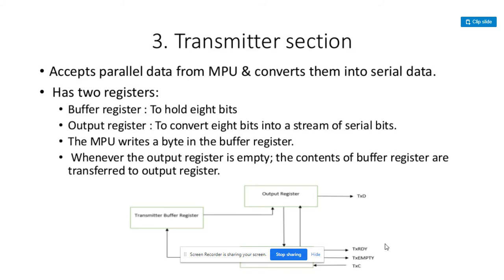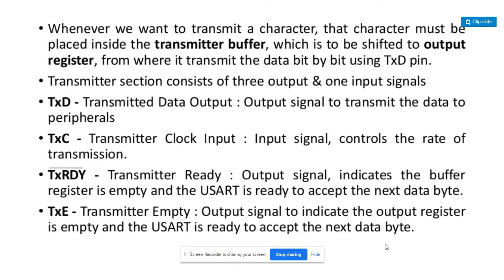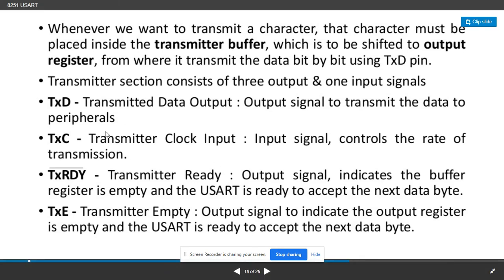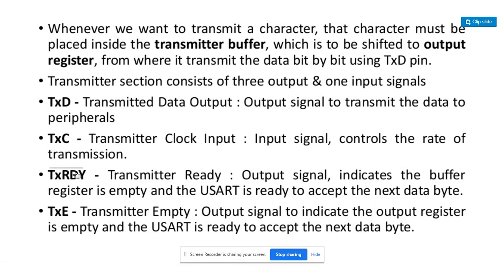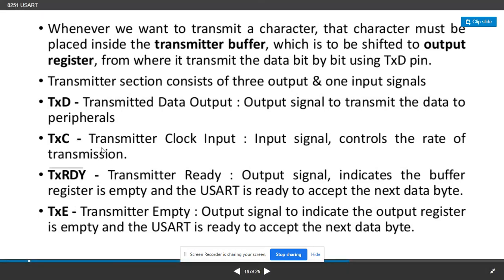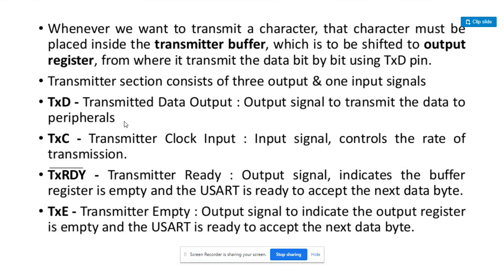And transmit control, that is the input signal that is used by peripheral devices. So whenever we want to transmit the character must be placed into the transmit buffer, which is to be shifted to output register. From here, it transmit the data bit by bit using transmit data pin. The transmitter section consists of three output and one input signal. That is, the three output signals are what? These are the transmit data, transmit ready, and transmit enable. And transmit control is the input signal. Whatever the functions of these signals as follows.